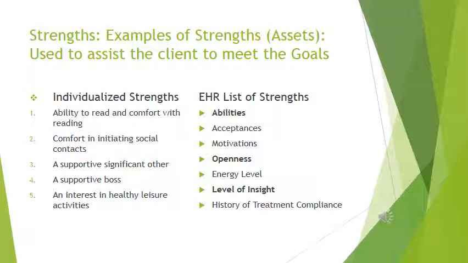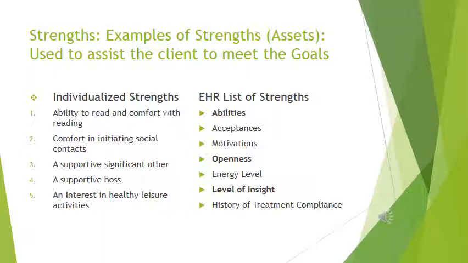So let's look at this. For example, the first one, ability to read and comfort with reading. In this one, the client is saying that they're comfortable being able to read and they have the ability to read. So in the EHR list, we might pick abilities, open that up on the EHR, and then type in the specific ability that the client has, in this case, the ability to read and comfort with reading, because that's going to be a good strength that will come in handy as the client is trying to accomplish his or her goals.